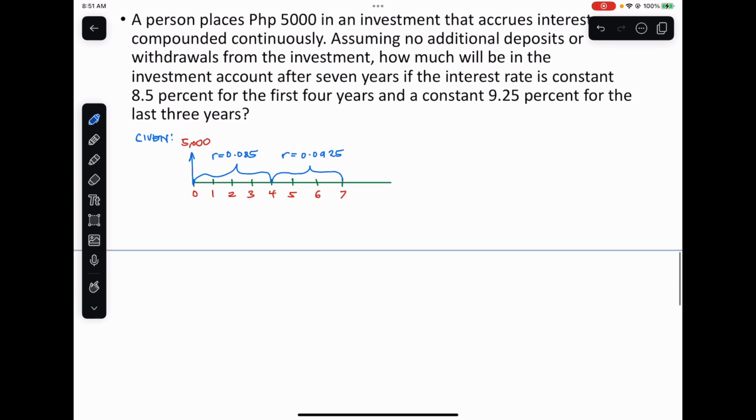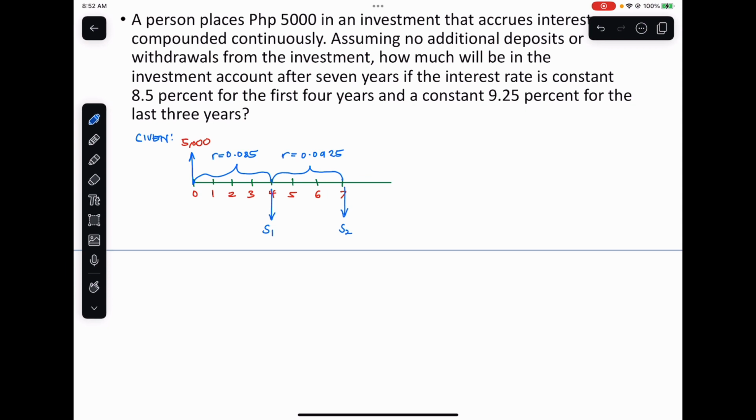So meaning after 4 years, there would be some amount of money that we can get. That is S4, right? And then after S7, there is another amount of money that we can get. So let's say the first money that you can get after 4 years would be S sub 1, and then the second would be S sub 2.